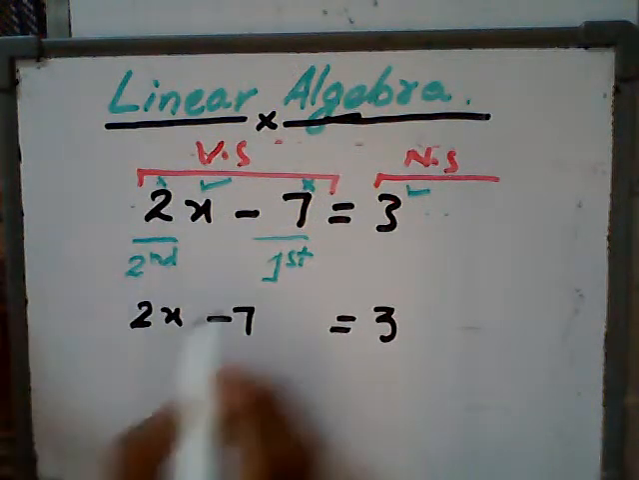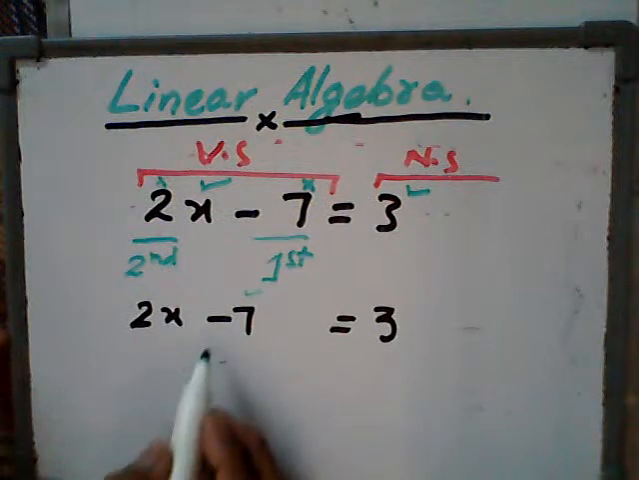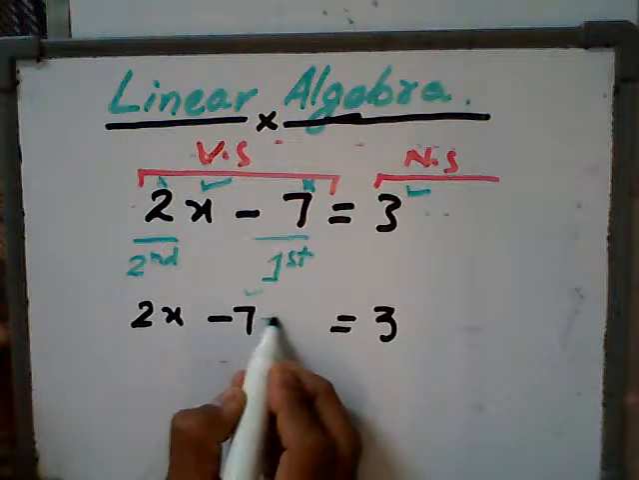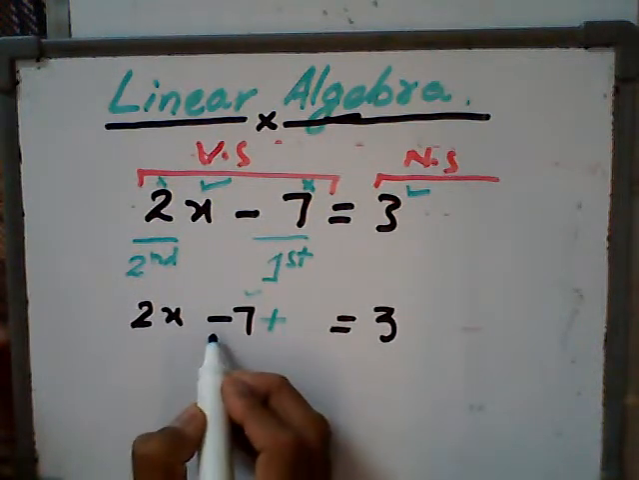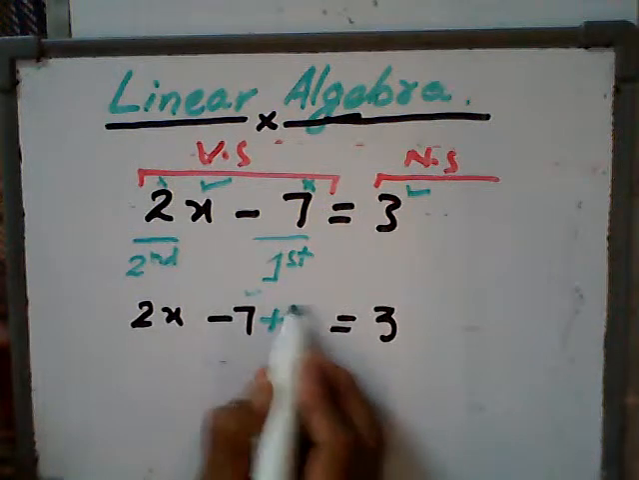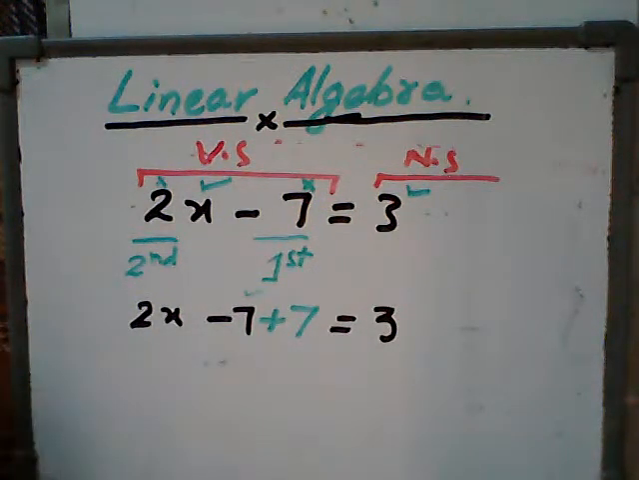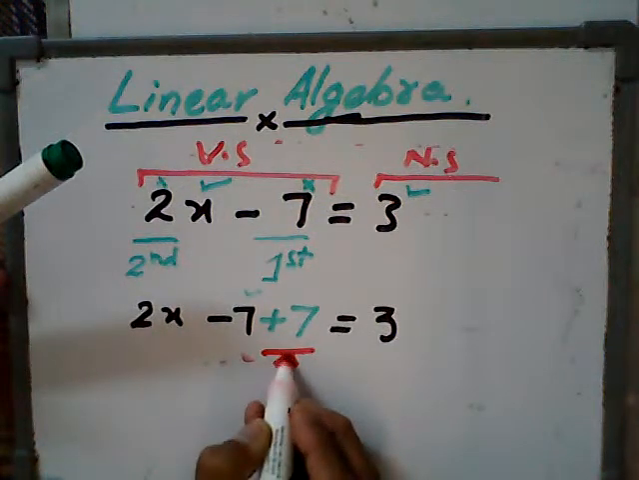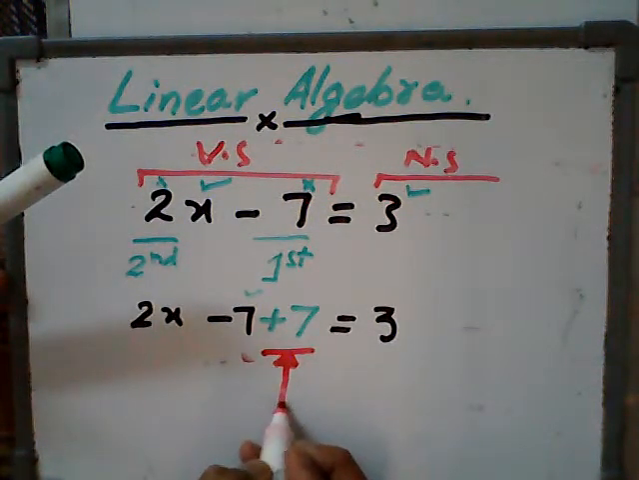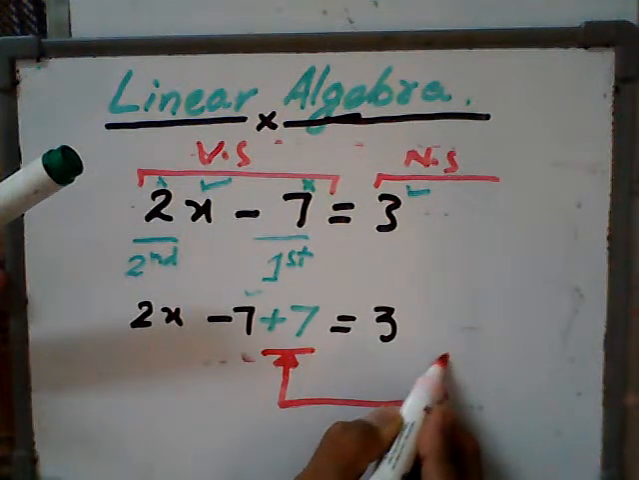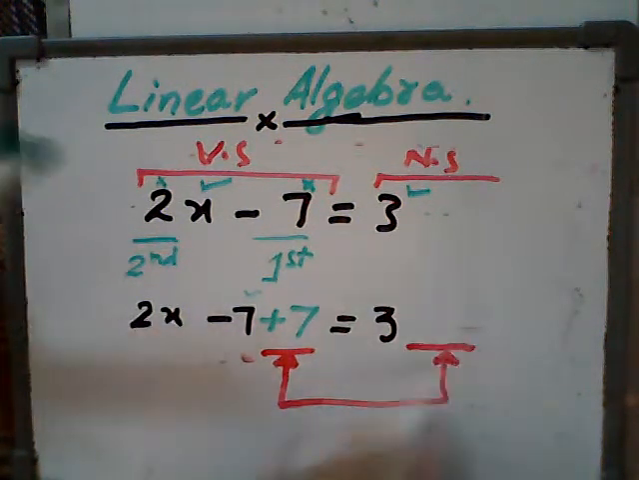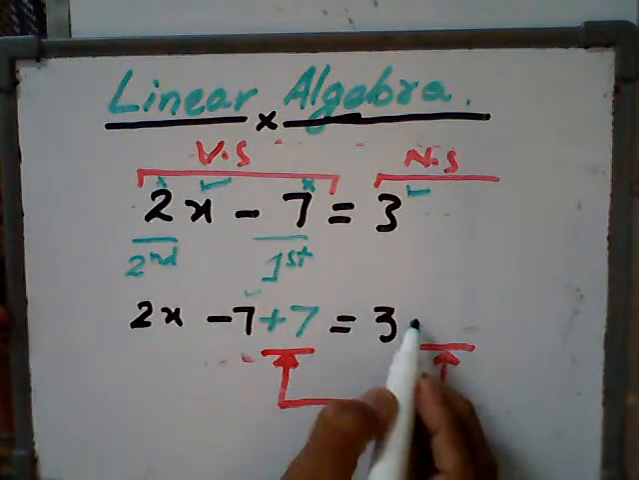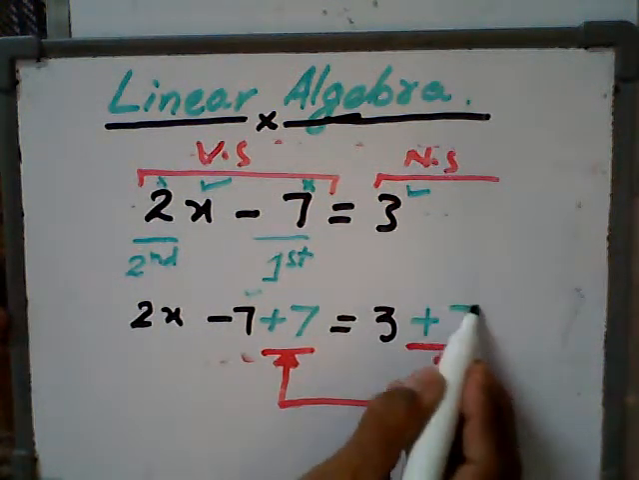We'll be dealing with this one first, and minus 7, as we have done previously, that minus 7 is to be removed by adding the opposite number of this one. Minus 7's opposite is plus 7. So now we have done this one, and this made the equation unbalanced. So we'll do the same thing on the other side to make the equation balanced, plus 7.